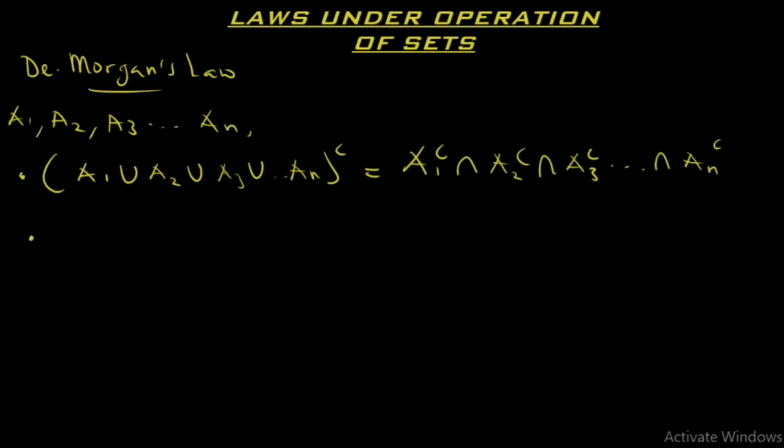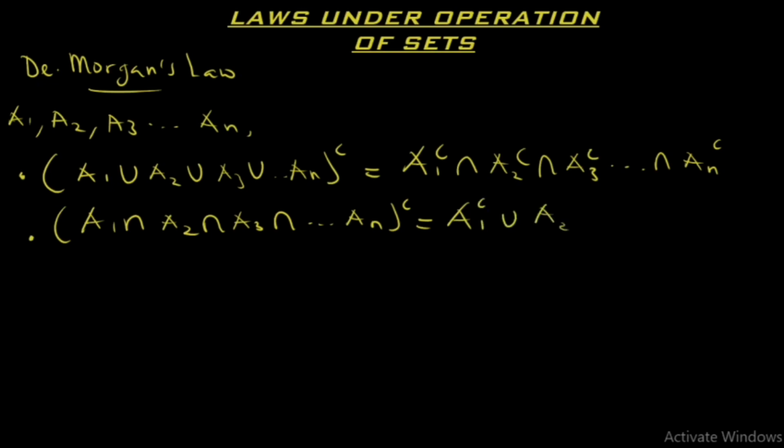And the second one is, if we have the complement of A1 intersection A2 intersection A3 intersection AN, it is also equal to A1 complement union A2 complement union A3 complement union AN complement. So this is De Morgan's law.